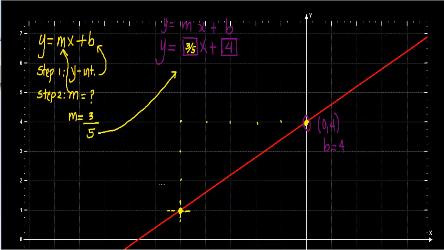So what is the equation for this line that I gave you in slope-intercept form? The equation is y is equal to 3 over 5 x plus 4. And you're done. Okay? This is your answer.